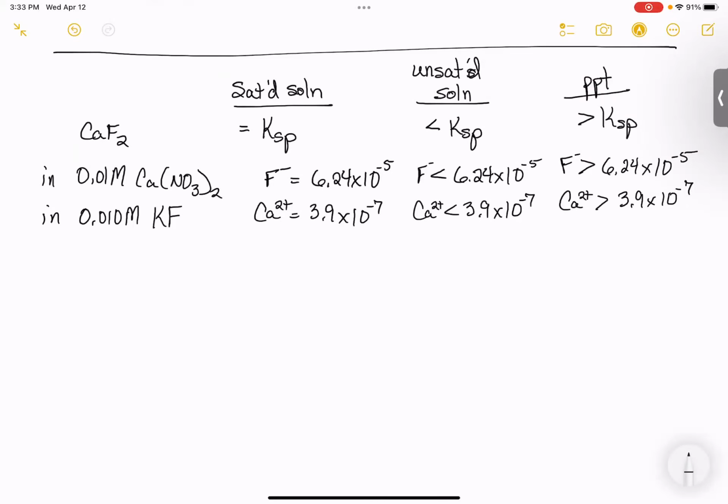Be prepared to do the calculations. This test is going to be long enough that there's probably not going to be time for much in the way of writing. If it is anything, I will be giving you, would you expect a precipitate or not? And you circle yes or no, because there's no time for writing. Questions?